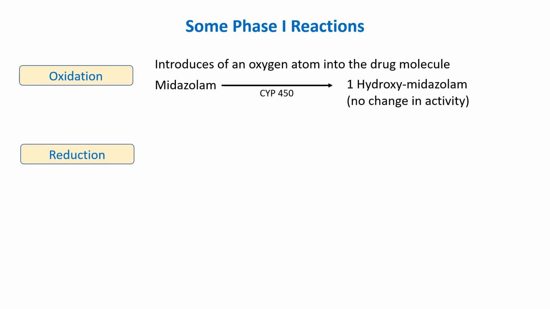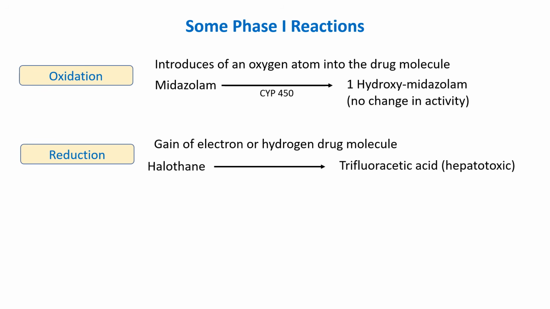Reduction reactions involve the gain of electrons or hydrogen atoms by the drug molecule. These reactions convert functional groups into their reduced form. Halothane undergoes reductive dehalogenation, where halogen atoms are removed under hypoxic condition, forming trifluoroacetic acid and bromide ion. These reactive intermediates can contribute to hepatotoxicity.